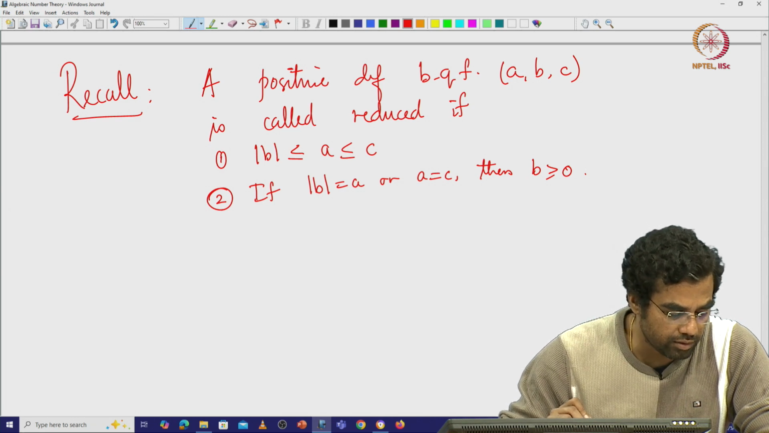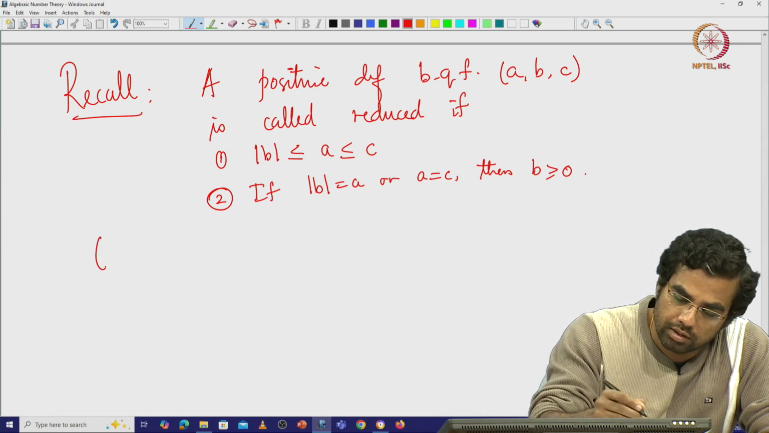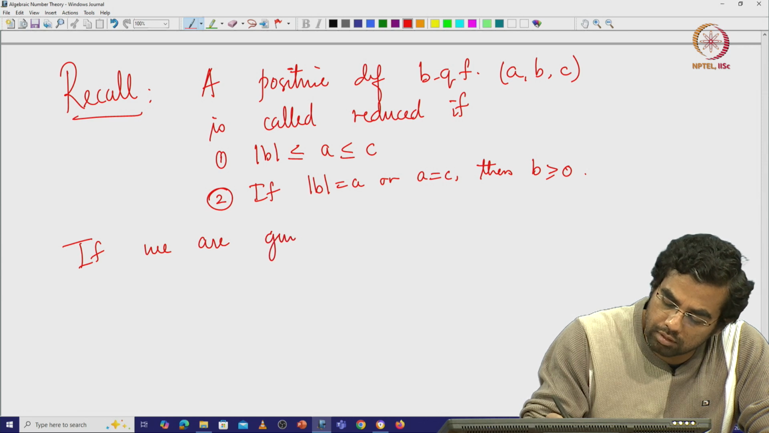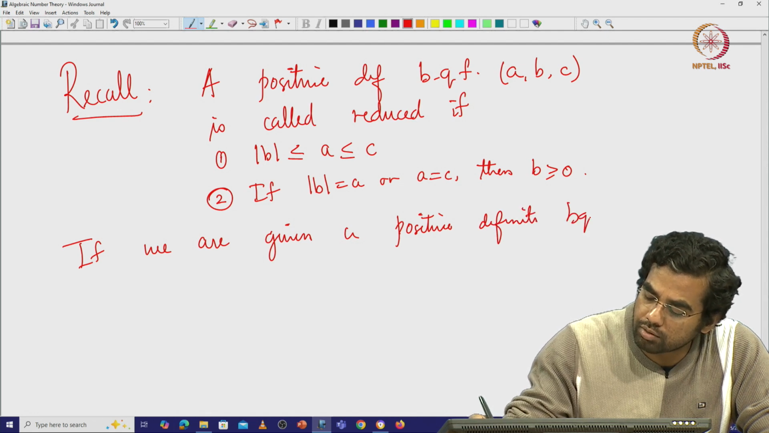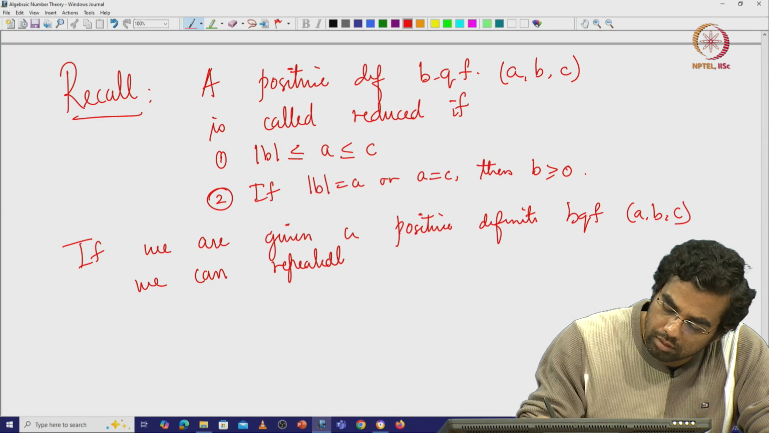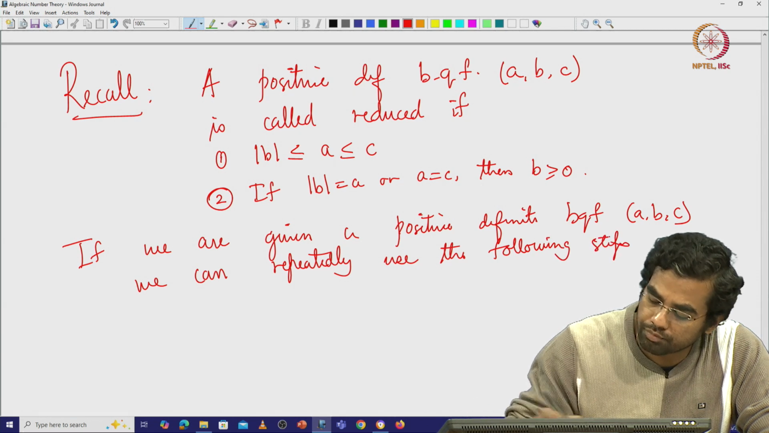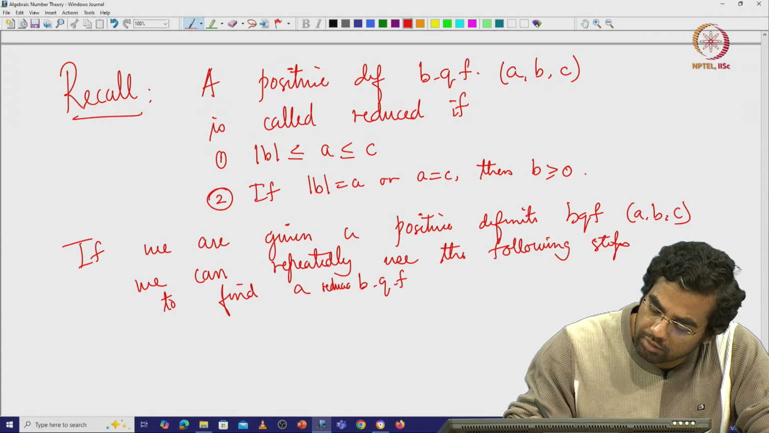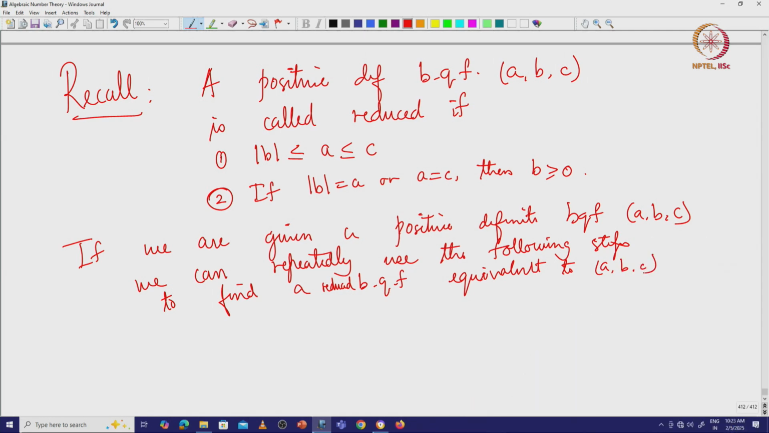So, if we are given a positive definite binary quadratic form a, b, c, we can repeatedly use the following steps to find a reduced binary quadratic form equivalent to a, b, c.